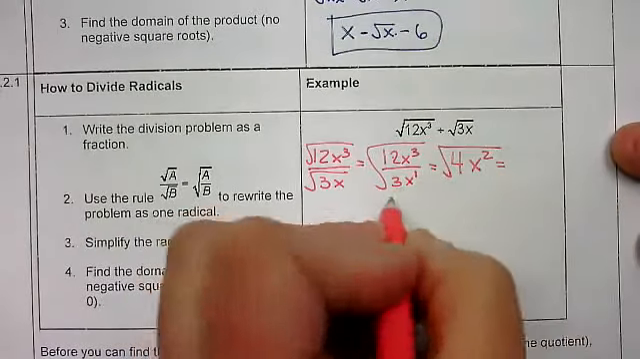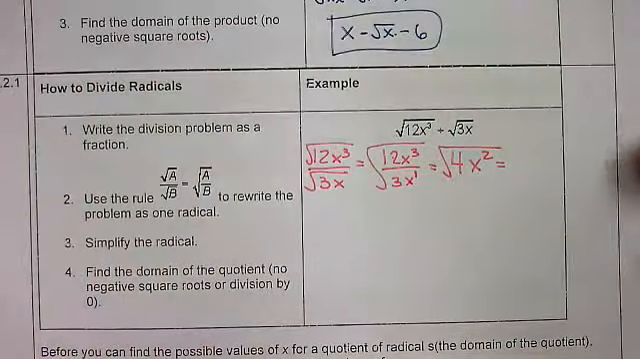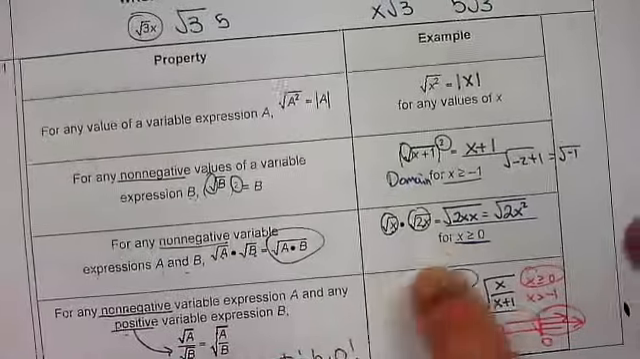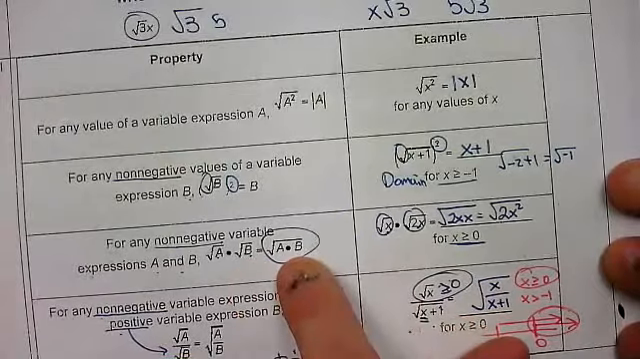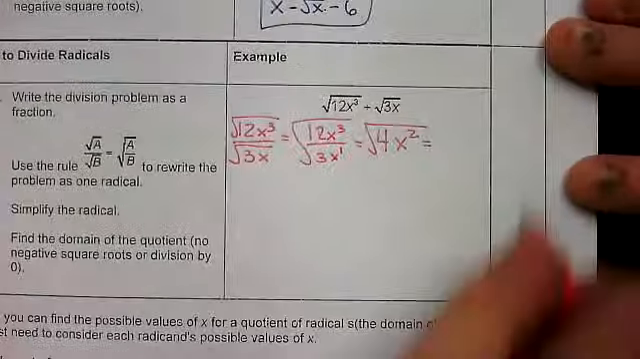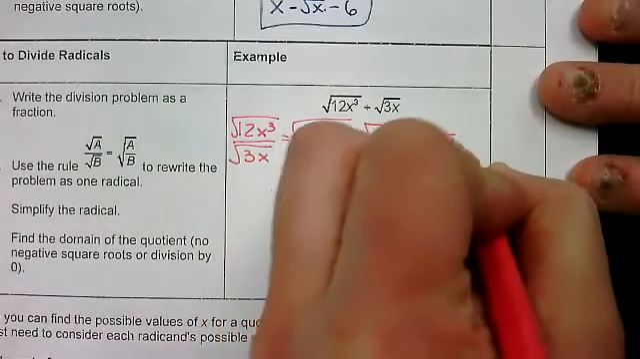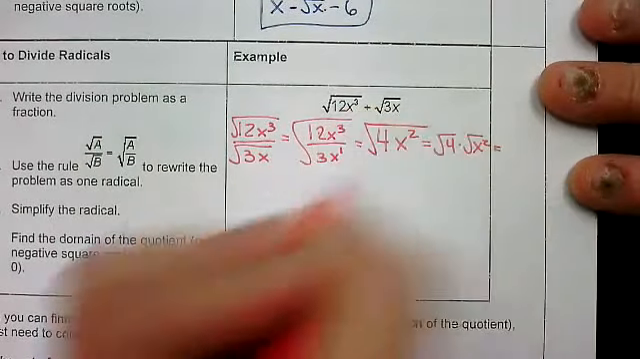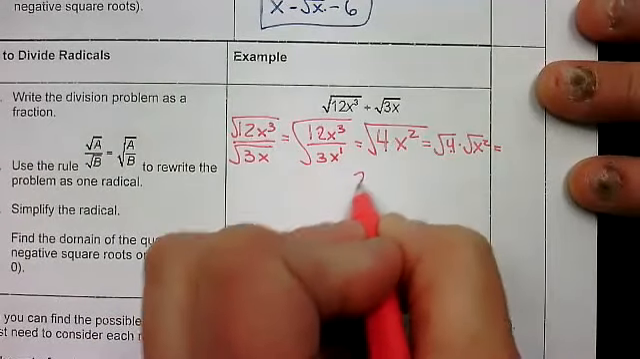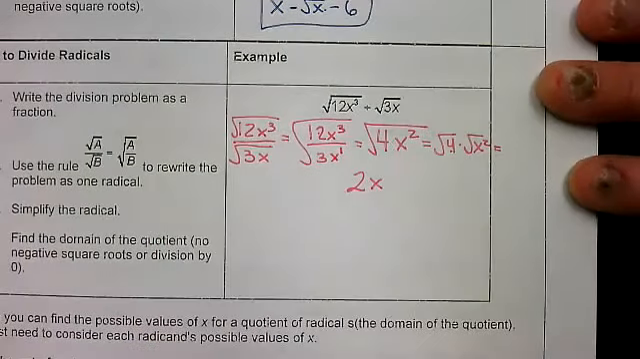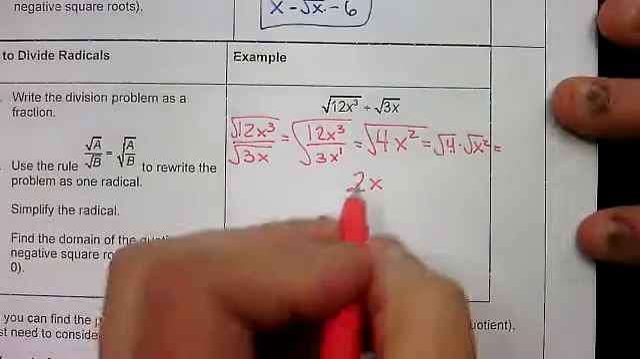Now we can break these apart, just like we were able to on the last page for multiplication, where we could combine them, we can also break them apart. So let's say the square root of 4 times the square root of x squared. The square root of 4 is 2, and the square root of x squared is x. So that's going to be our answer.